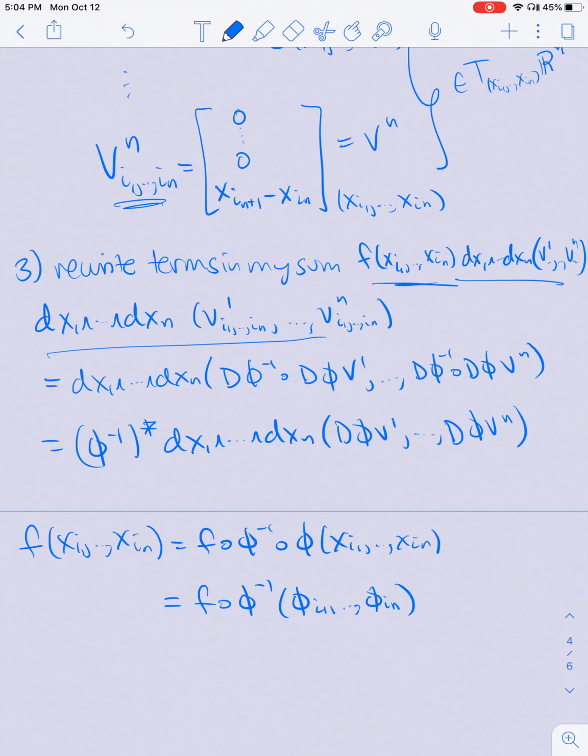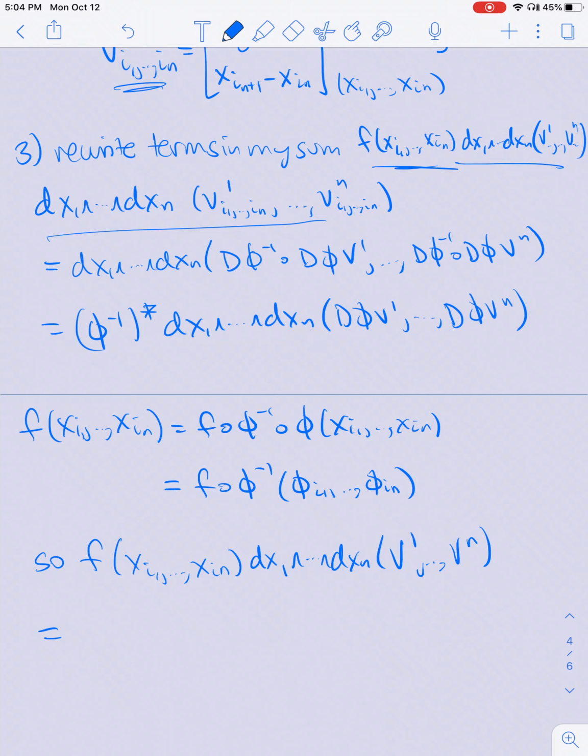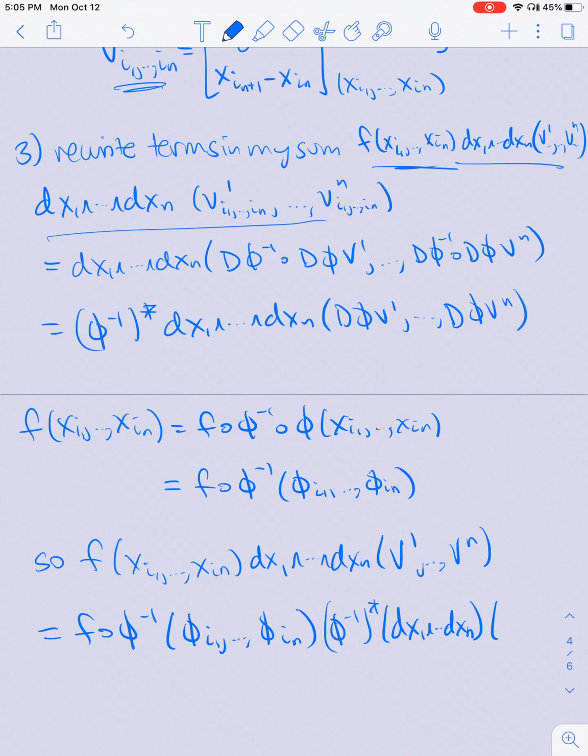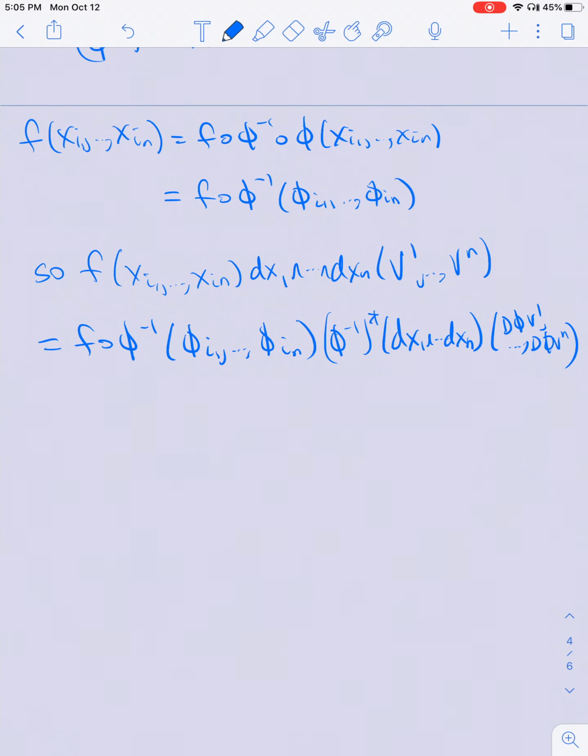So what I end up getting is that the whole sum, f of x1 at xi1 through xin times dx1 wedge all the way out to dxn applied to v1 through vn, is just equal to f composed with phi inverse at phi I1 all the way out to phi in, times phi inverse pullback dx1 wedge all the way out to dxn applied to d phi v1 all the way out to d phi vn. So that's exactly what I showed.